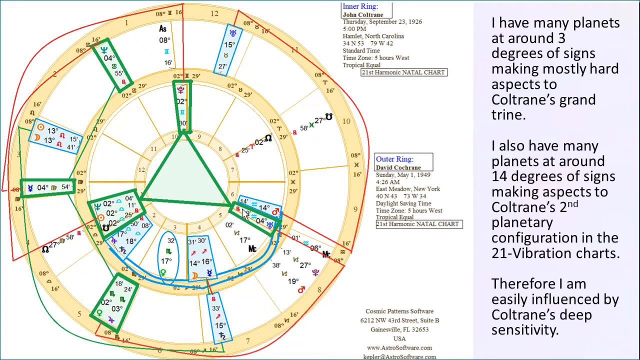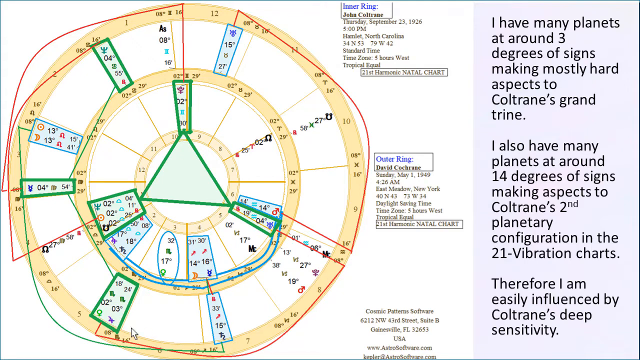What is it doing to my chart? Well, I have Neptune, Mercury, and Venus and Jupiter fairly close to that 3-degree area. Mercury, Neptune a little weaker, Venus, Jupiter more solidly. And what's going on? The Venus, Jupiter at, let's call it 3 degrees Scorpio, is square Coltrane's Uranus. So I drew this red curved thing around the outside and connected them.